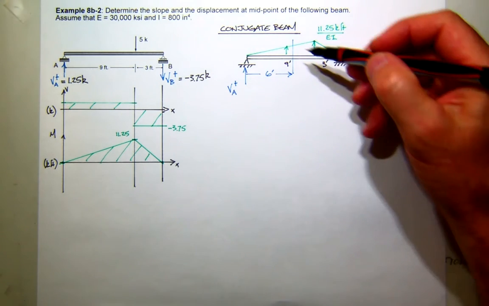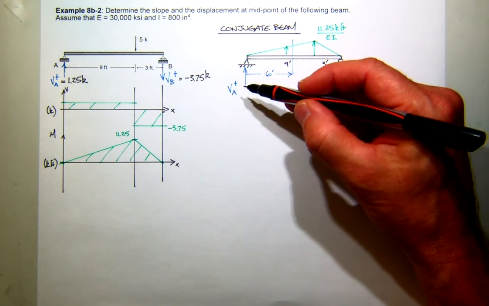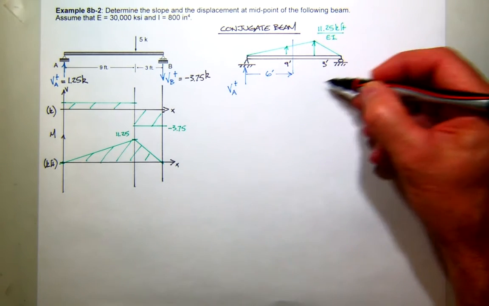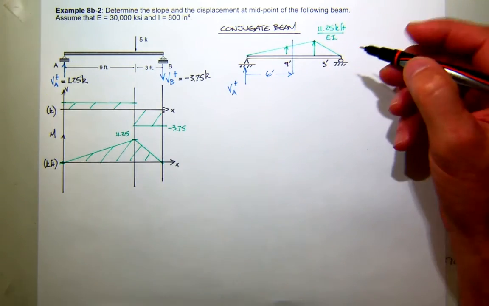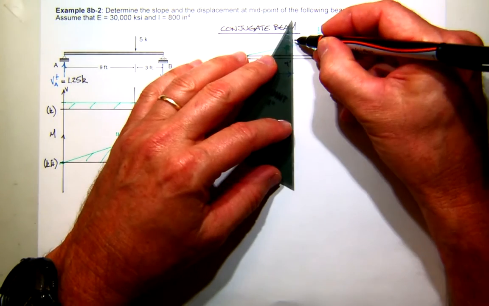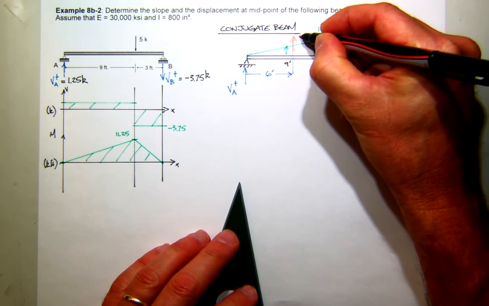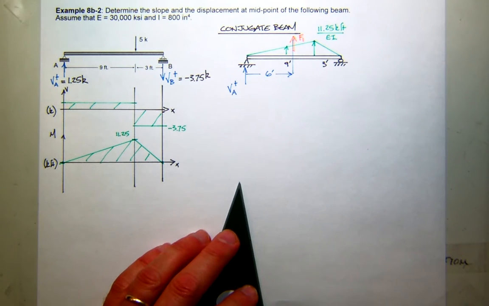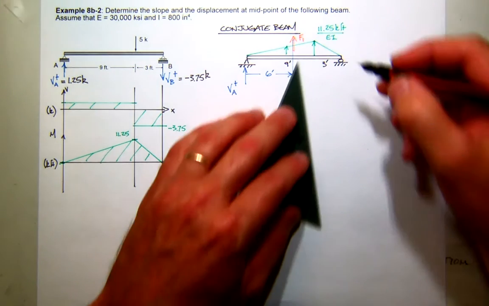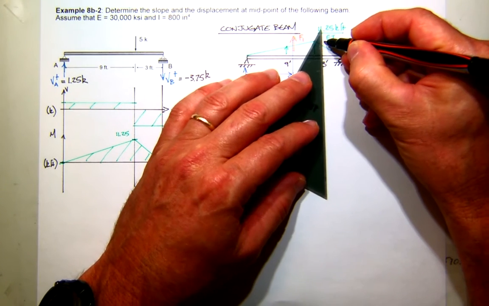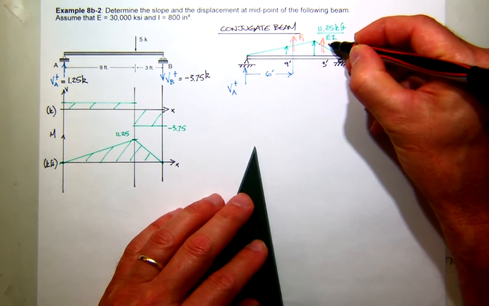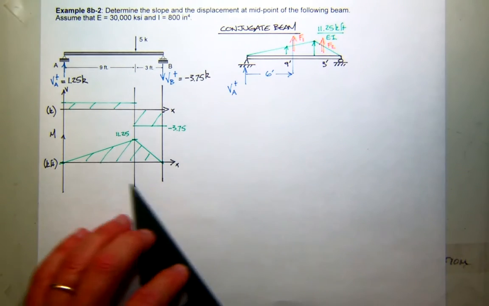So I'm going to have to first find that reaction in the conjugate beam. To do that, I'm going to have to take care of all these forces. So first, I'm going to have one force, I'll call it F1 for that triangle, and a second force, I'll call it F2 for that triangle.